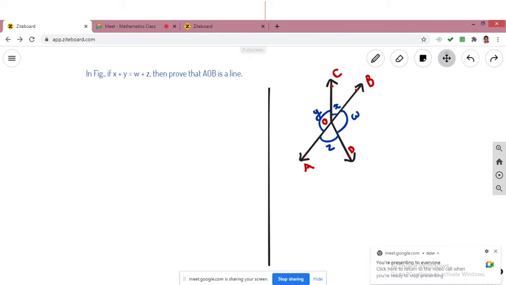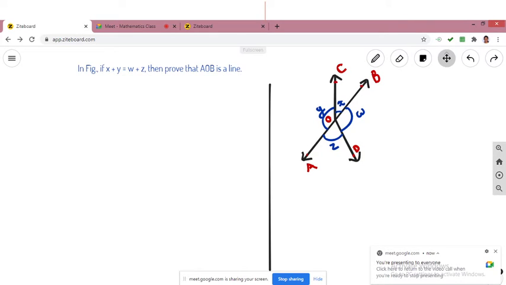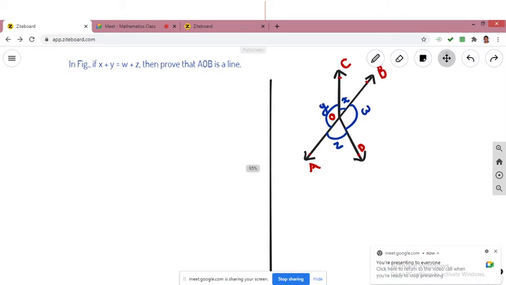Swatika, can you read the question? In figure, if x plus y is equal to w plus z, then prove that AOB is a line. Yeah, so we are given.